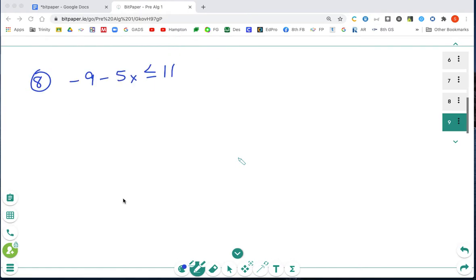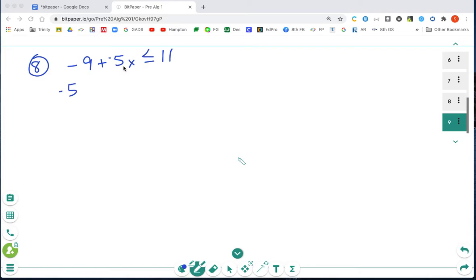All right, number 8. First thing we're going to do is keep, change, change. Is the variable on the left? Yes, it's on the left of the inequality. Is it first? No. So it's going to be CPA, negative 5x plus negative 9 is less than or equal to 11, CPA.